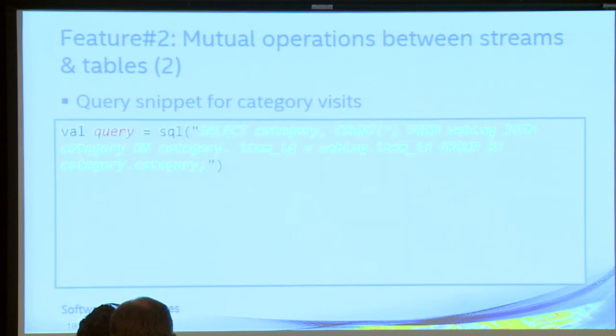After that, you can do the query between those registered tables and registered streams. For example, here we just collect the visits for each category, so that you can see the top visits here, the total visits here. And that's the mutual operation idea between the table and the stream.